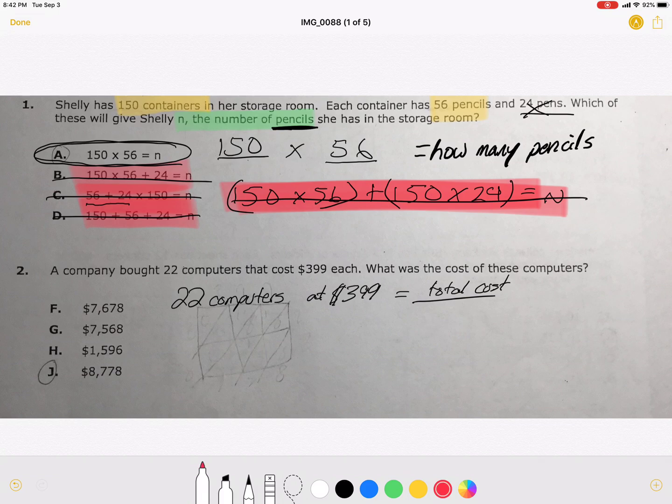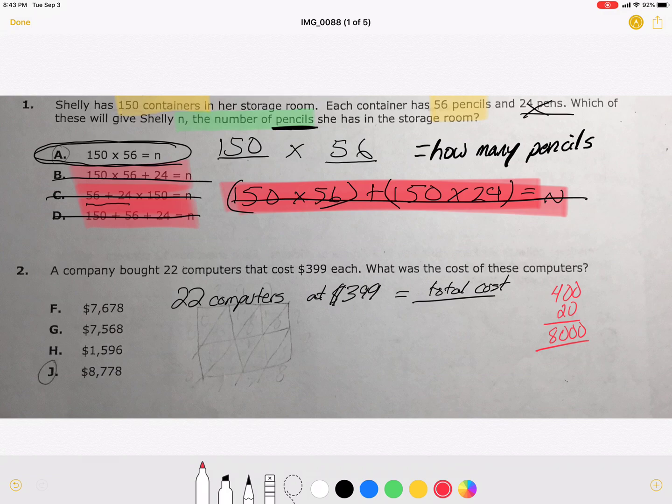I want to get an estimate before I do my calculations. So I'm going to round $3.99 to $4.00. And I'm going to multiply that by 20. Alright? So 2 times 4 is 8. 1, 2, 3 zeros. That's our place values. So we know that it's going to be around 8,000.